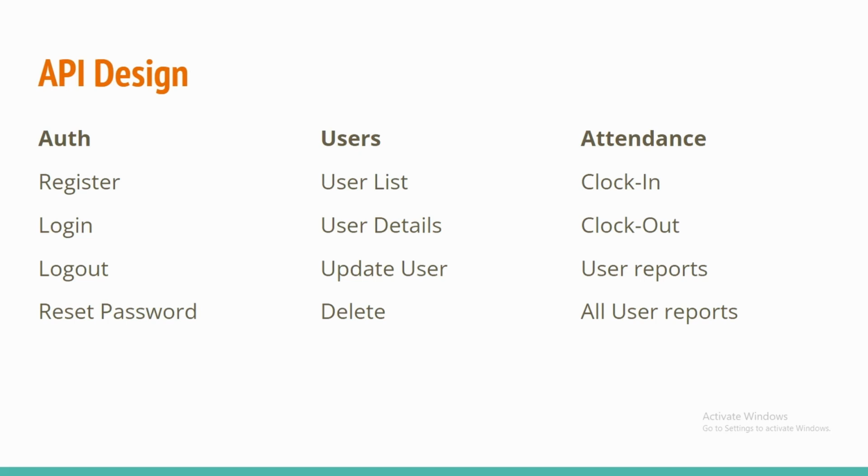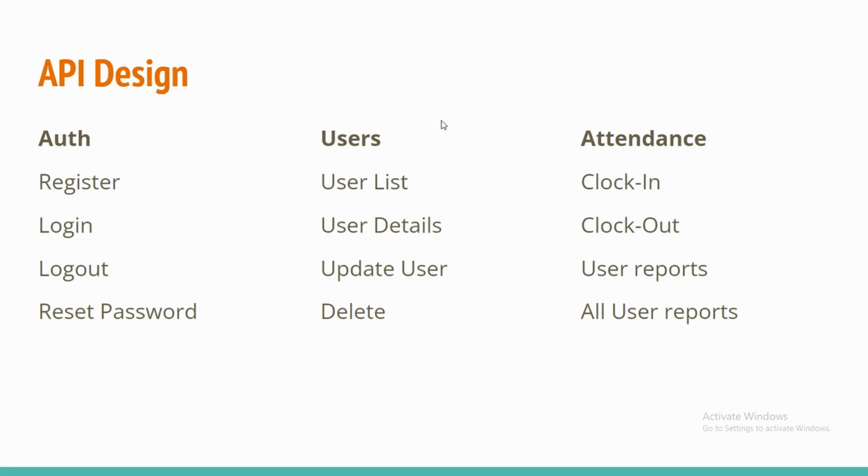For the start, we have three categories here: authorizations, users, and attendance. For the authorizations, we can have a register API, login API, logout API, and reset password. For the users, we can have a user list that lists all the users in our database, and then the user details for single user data, also updating user and delete.